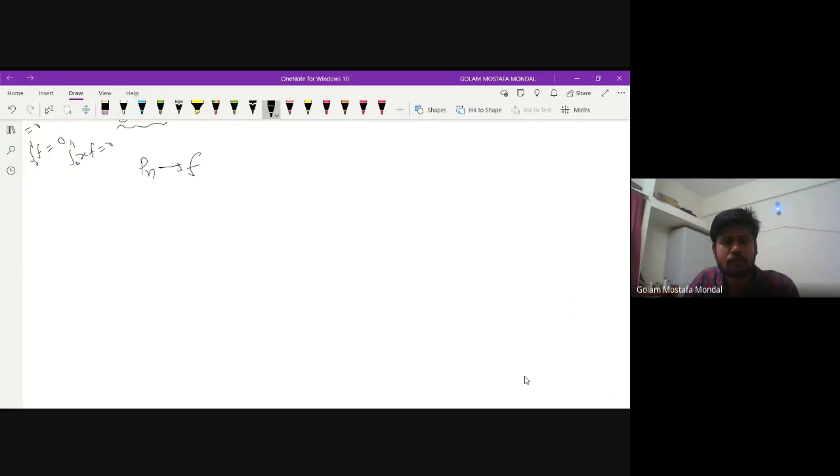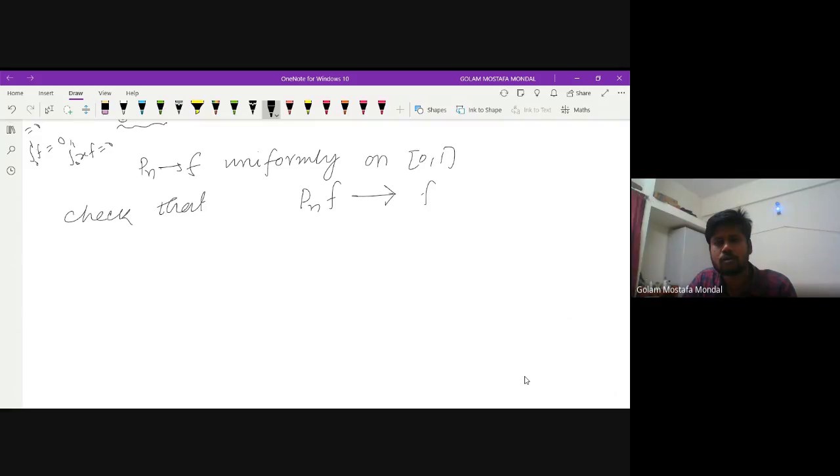So Pn converges to f uniformly. Check that. Pn f converges to f square uniformly on 0 to 1. You need to check this.